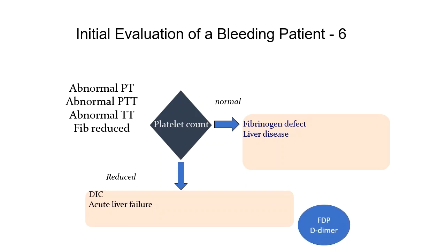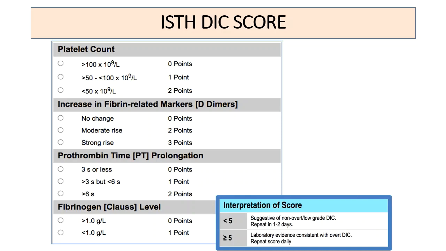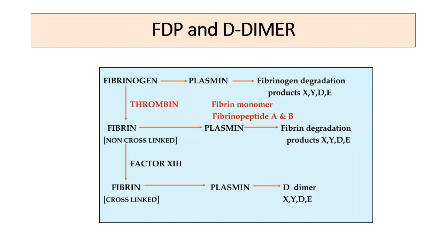The next relevant test that can be done is FDP or D-dimer. This is the ISTH DIC scoring system, which is used to determine if there is presence of DIC, and includes platelet count, D-dimer, prothrombin time, and fibrinogen levels. A score of less than 5 is suggestive of non-overt or low-grade DIC, which should be repeated in 1 or 2 days, and a score of more than 5 gives laboratory evidence consistent with overt DIC, and this has to be done daily.